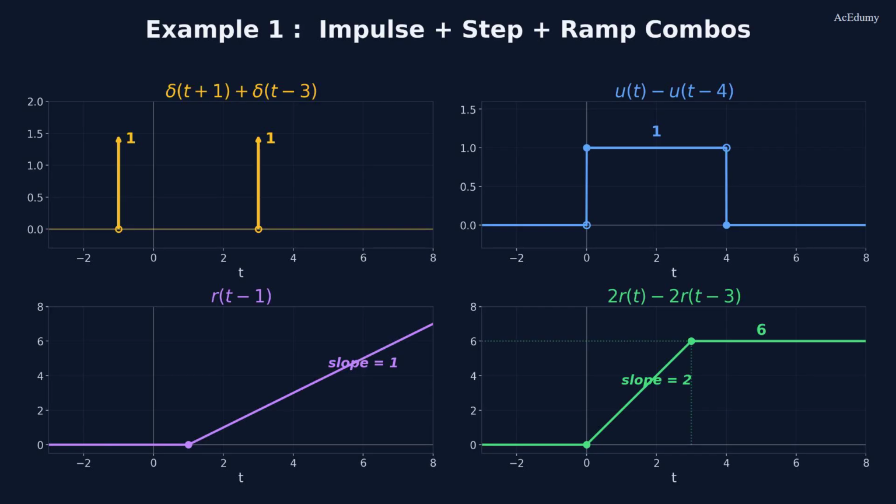First, δ(t+1) + δ(t-3). This creates two impulse arrows, one at t = -1 and another at t = 3. Next, u(t) - u(t-4). The first step turns on at t = 0 and the second turns off at t = 4. The result is a rectangular pulse of width 4 and height 1.